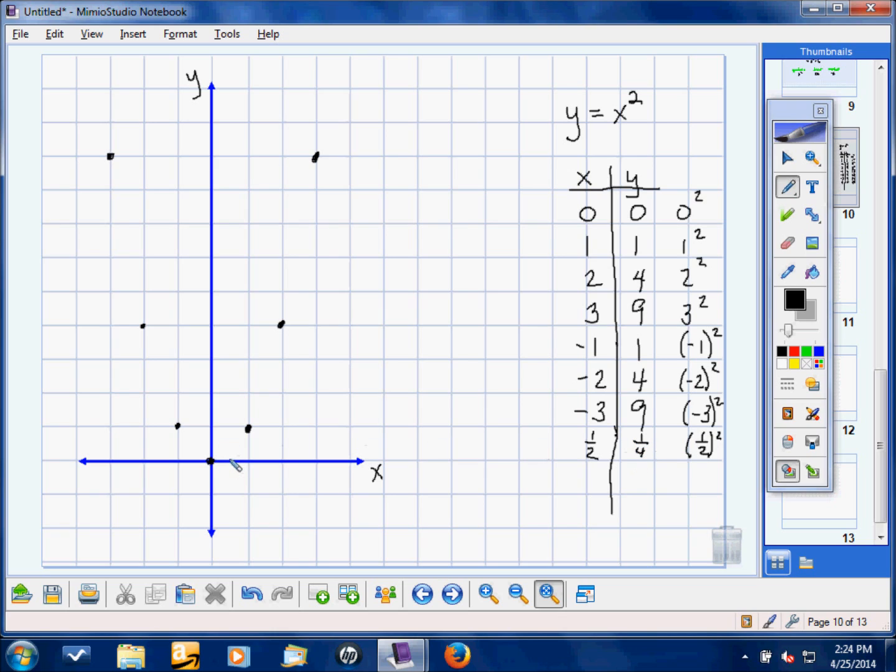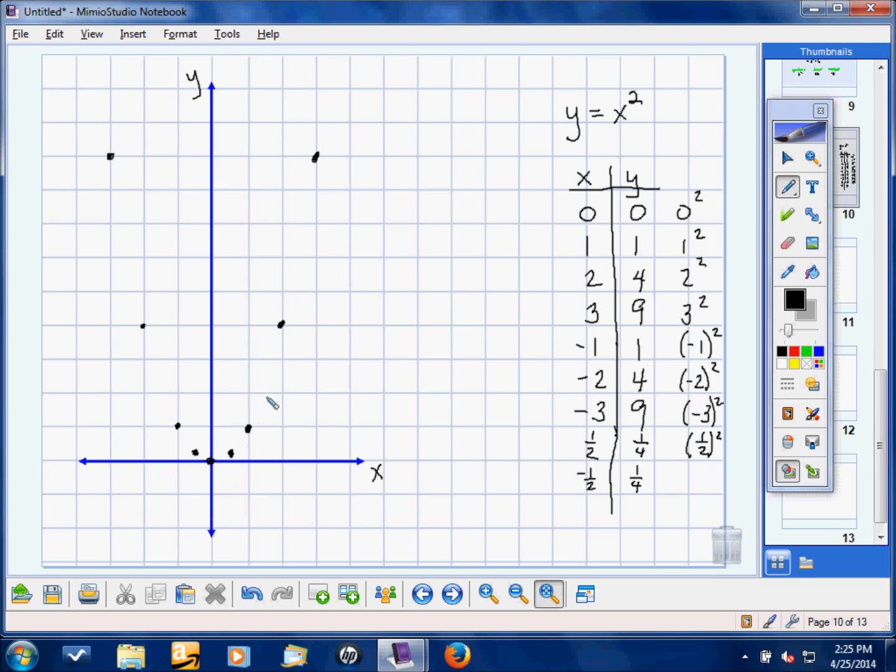So if I go over a half, I'm not going all the way up to here. I'm only going up a fourth. Right here. It's like a curve. And if I do negative a half, we're going to get positive a fourth again. So once again, it's down here, and then you can start to see the U a little bit better. It's more like a U shape.